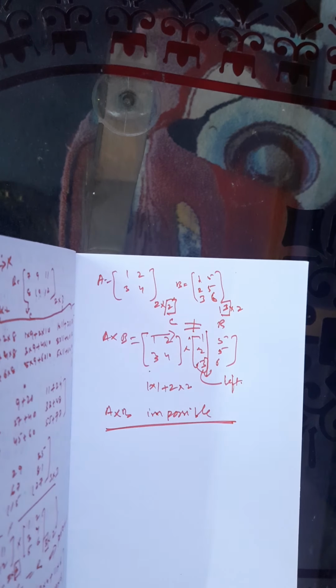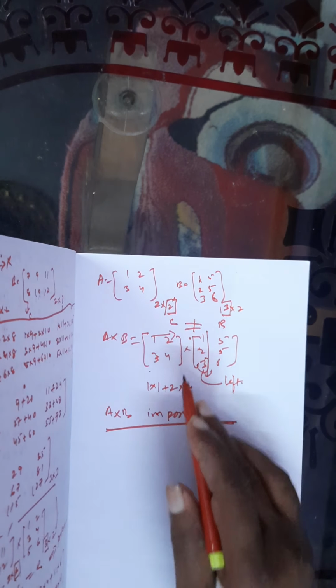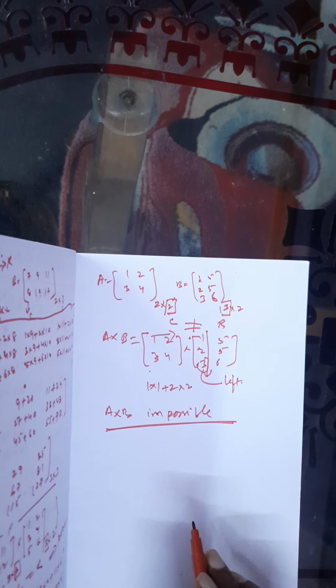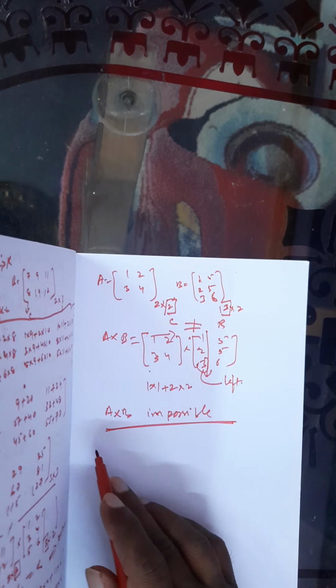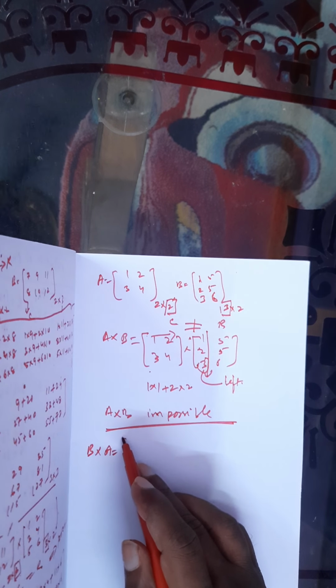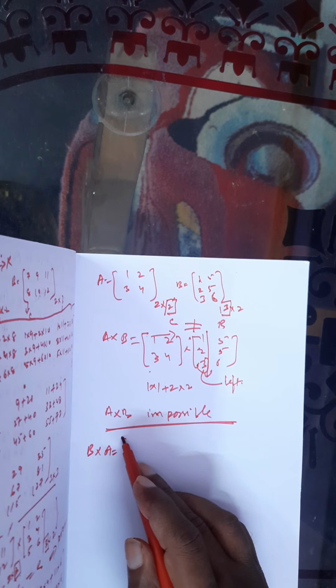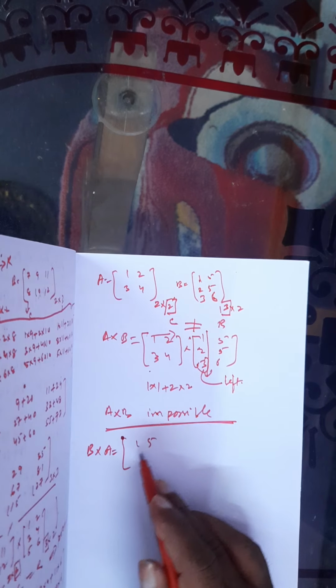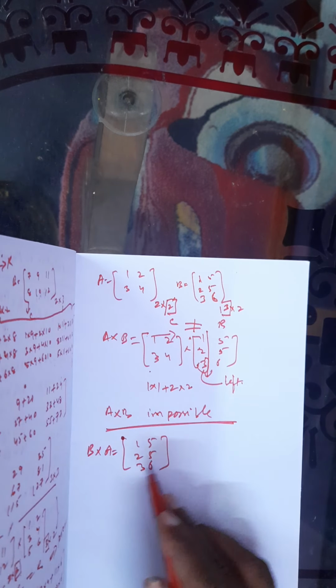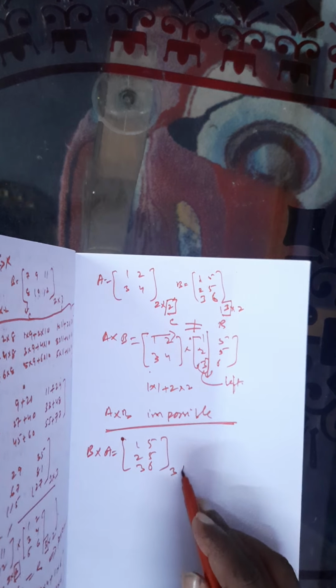We can't multiply this because C is not equal to R. C is not equal to R, that's why we are not getting a product. If we take the reciprocal, suppose we are taking BA, is it possible? We have to check that. Okay. Now we have to write 1, 5, 2, 5, 3, 6. Order: 3 rows, 2 columns.